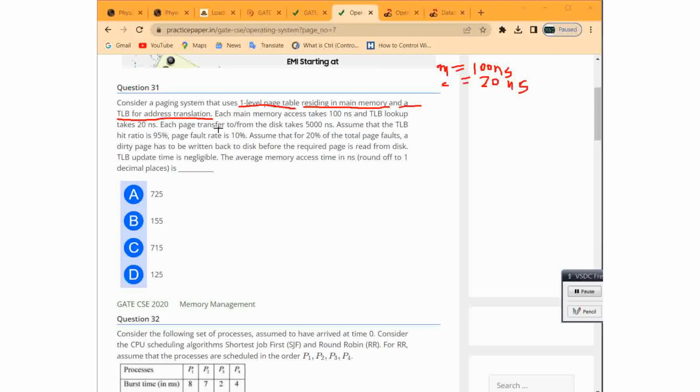Assume that the TLB hit ratio is 95%, and the page fault rate is 10%. Assume that for 20% of the total page faults, a dirty page has to be written back to the disk.